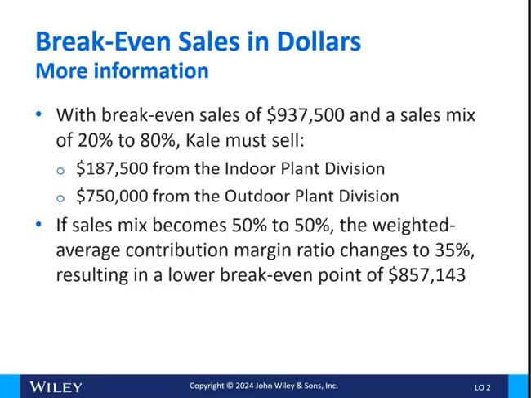If sales mix becomes 50 to 50, so we're increasing our indoor, decreasing our outdoor plant, the weighted average contribution margin ratio changes to 35%, resulting in a lower break-even point of $857,143. So roughly $80,000 less sales, because we're selling more from the indoor plant division than we did from the outdoor plant.